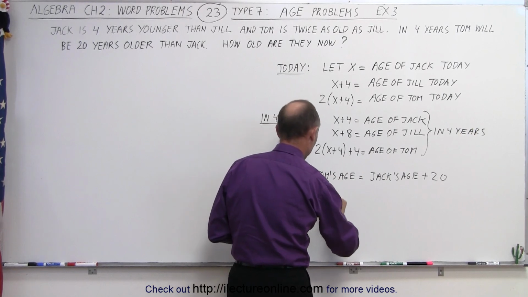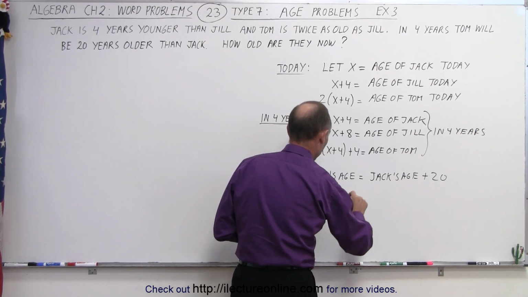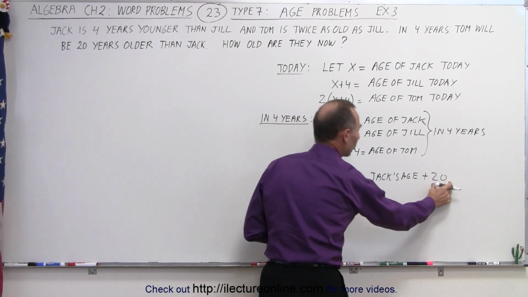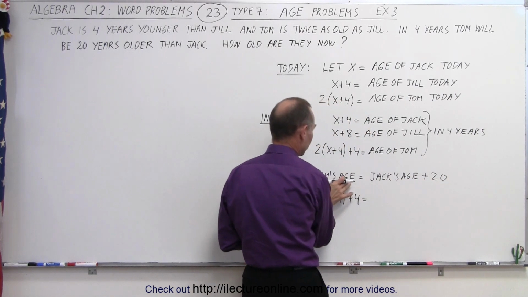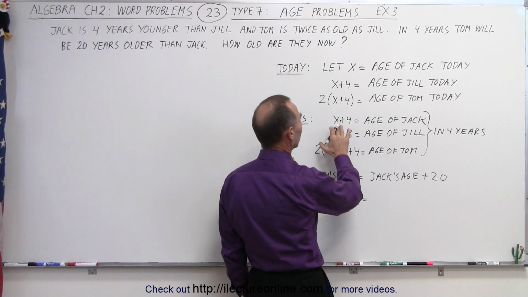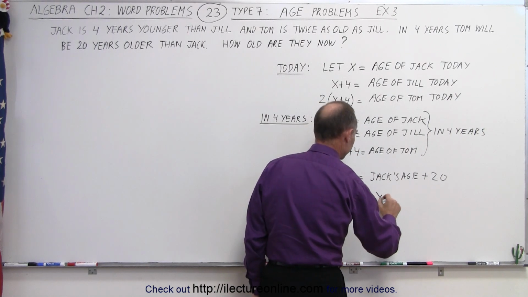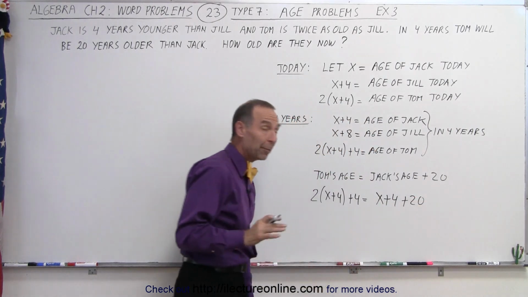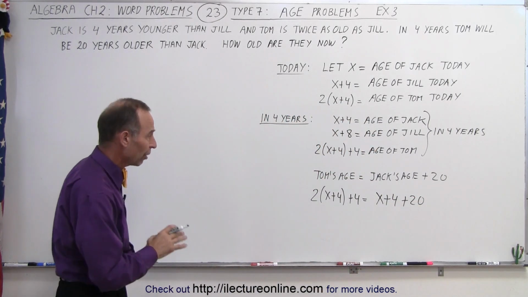So 2 times x plus 4 equals Jack's age plus 20, because Tom's age will be 20 more than Jack's age, and Jack's age at that point will be x plus 4. And of course, plus 20. All right, now we have an equation that we should be able to solve for x.